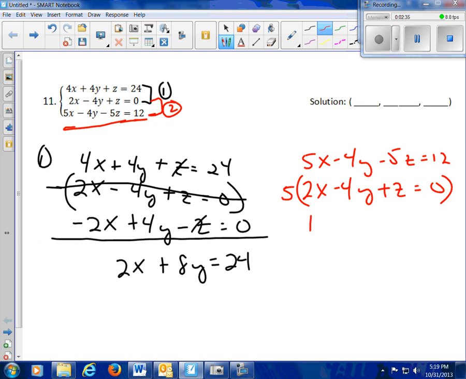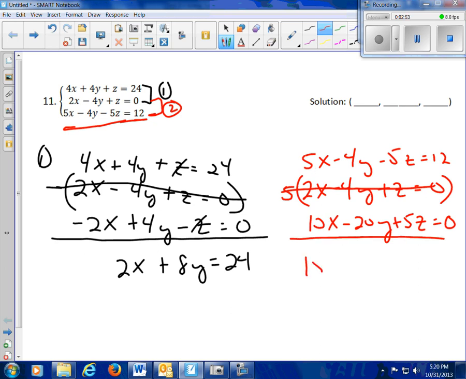5 times 2 is 10x. 5 times negative 4 is negative 20. 5 times 1z is 5z. And then 5 times 0 at the end is still 0. So once I multiply everything by 5, that's what I get. So now let me add my two equations together.